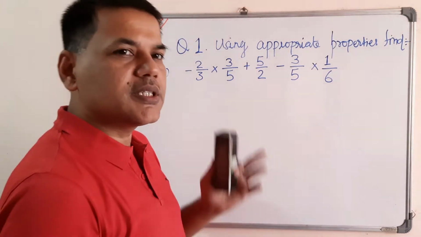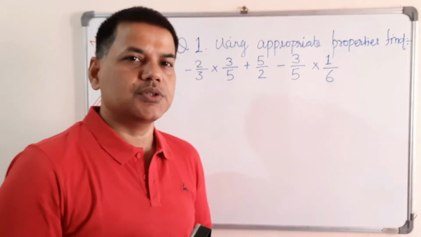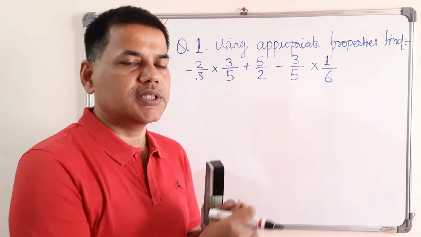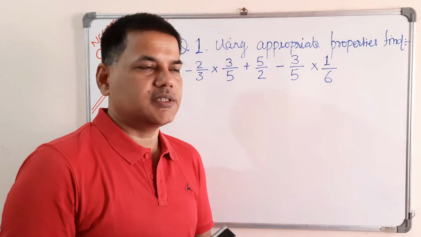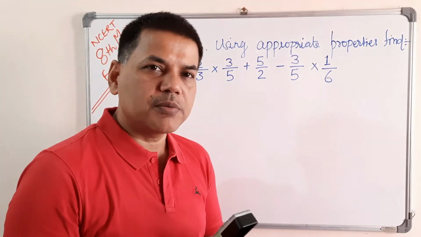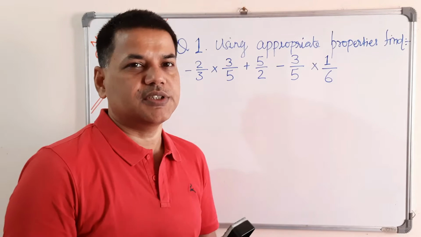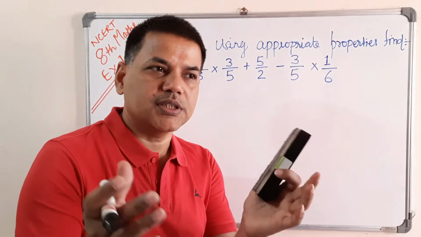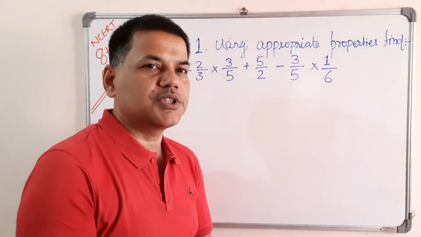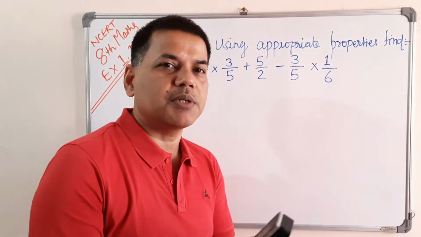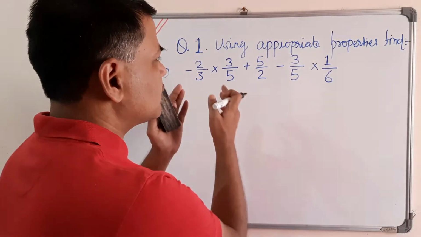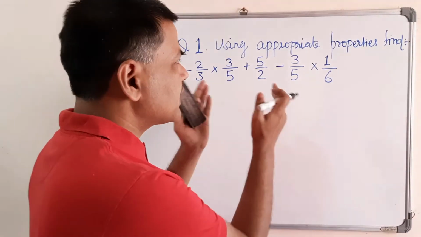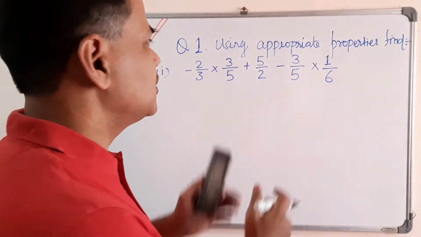To solve any such question, we have to find two things. First, how we are going to group the numbers, and second, what is common in all these terms, because that will help us identify the properties. All the properties are based on this: in the distributive property, we have to take something common. In the commutative property, we move from left to right, right to left. So if we know what is common in these terms and how we are going to group them, then we can easily find which properties we can use here.